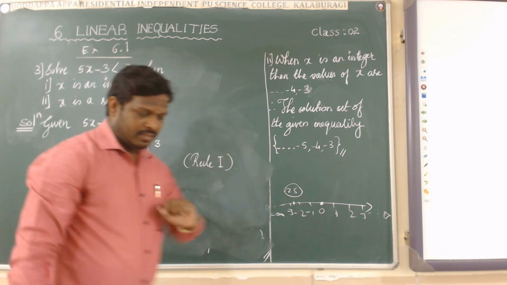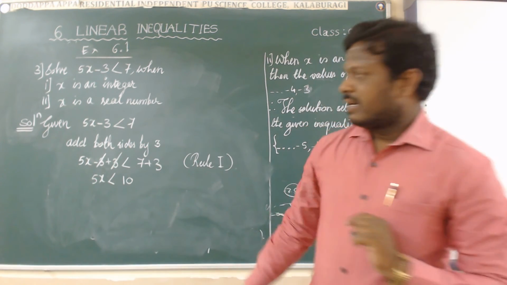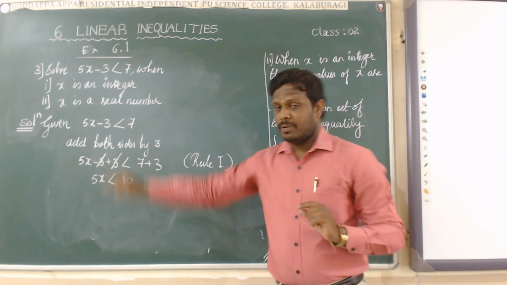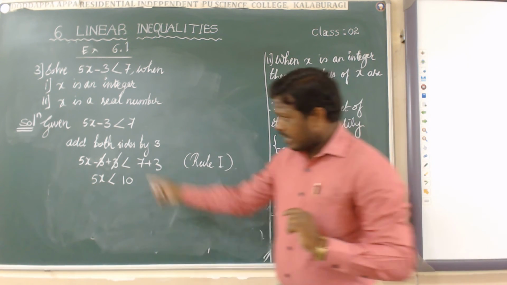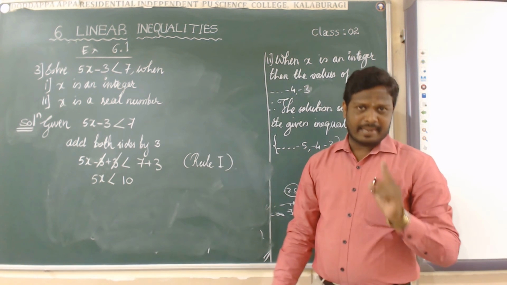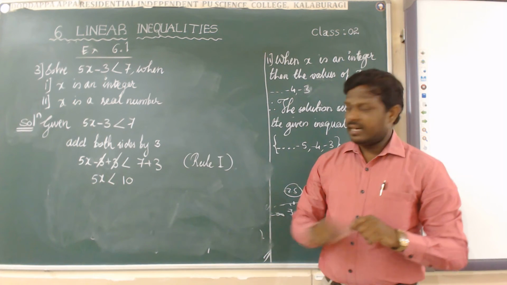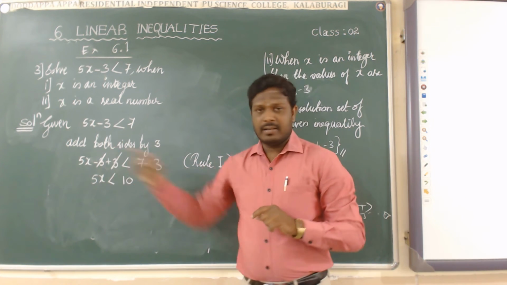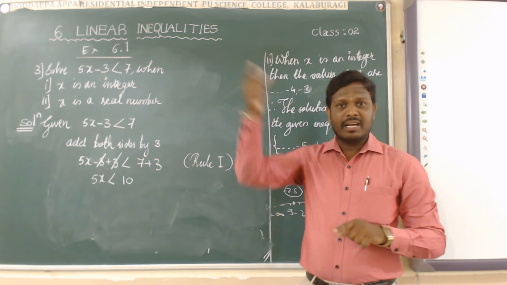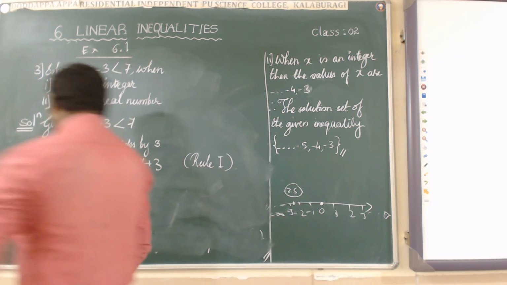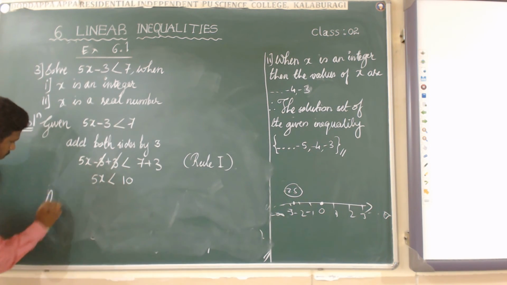Again we want the coefficient of x to be positive. The coefficient of x is 5 here. So again remove this 5 by using the second rule. Divide both sides by positive 5. Then we will get the coefficient of x as positive 1. Then we can write the values of x.